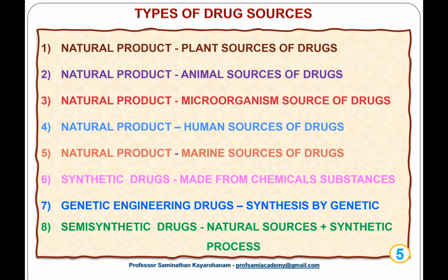Slide number 5. Types of drug sources. 1. Natural product, plant sources of drugs. 2. Natural product, animal sources of drugs. 3. Natural product, microorganism sources of drugs. 4. Natural product, human sources of drugs. 5. Natural product, marine sources of drugs. 6. Synthetic drugs, made from chemical substances. 7. Genetic engineering drugs, a synthesis by genetics. 8. Semi-synthetic drugs, natural sources plus synthetic process.